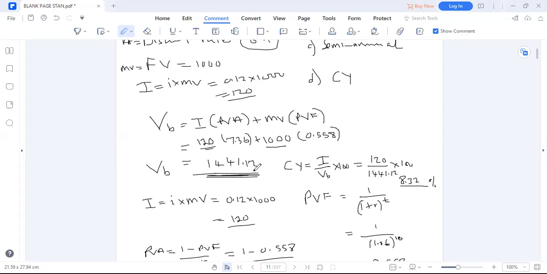So to get the coupon interest, we divide our coupon payment by the value of the bond. So this is the actual return on the investment that we're calculating. So 120 over 1,400, which is 8.32%. This is how we calculate the value of the bond.